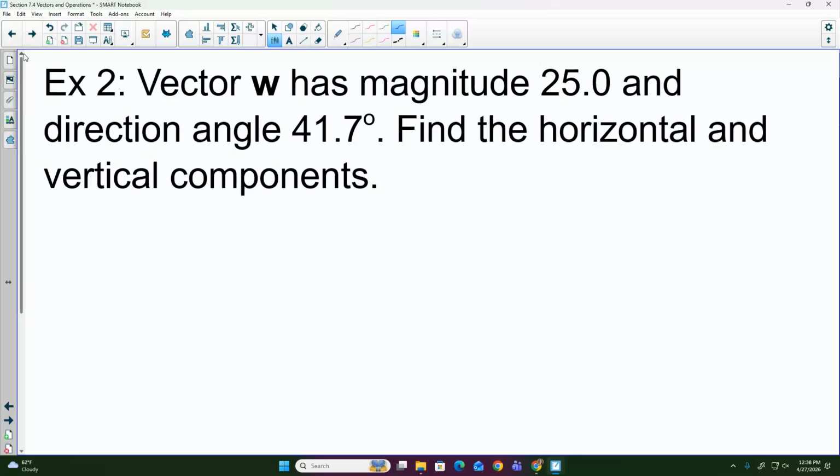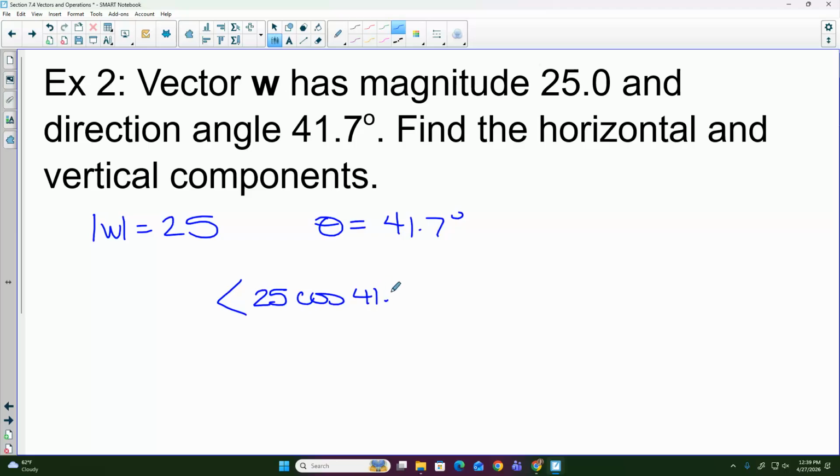If I said that vector W has a magnitude of 25.0, so that's my magnitude, and my direction angle is 41.7 degrees, and I want the horizontal and vertical components, I'm just asking you to find the vector. So the horizontal is 25 cosine of the angle. Think cosine is the x on the unit circle, sine is the y. And so your y would be 25 times the sine of your angle.